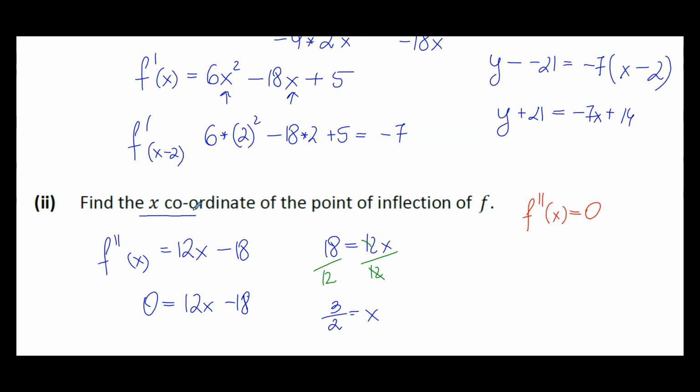Now, the only thing we had to find here was the x coordinate. We don't have to find the point of inflection, meaning the x and y. If we were to find y, what would we do? We would take that 3/2 and sub that back into the main cubic function f, and we would get the coordinate of that point of inflection, the y coordinate.